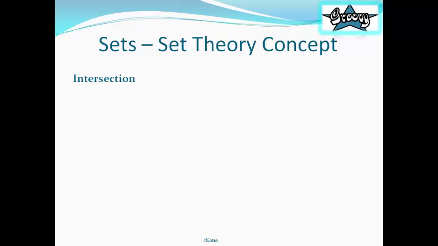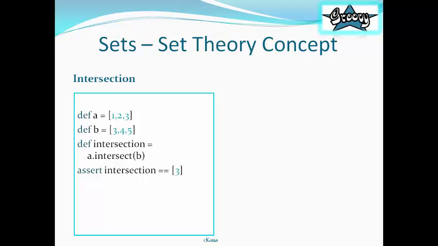Then we have an intersection. Two sets A and B and a third set C, where C combines only elements of A and B that exist in both A and B. Set C would be an intersection of A and B. This is part of the Groovy Collections API. The intersect is the ones that are common in both the sets.